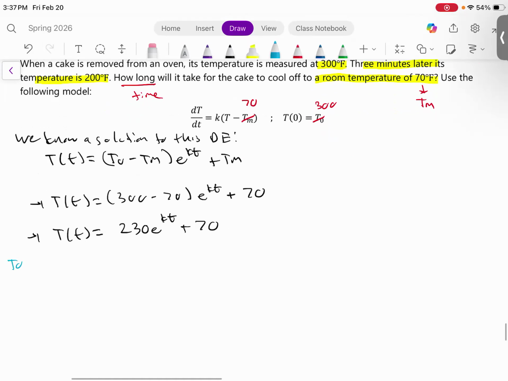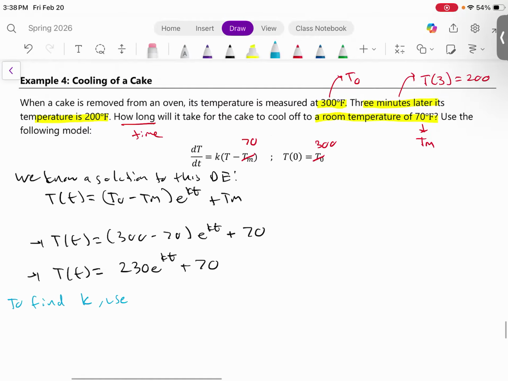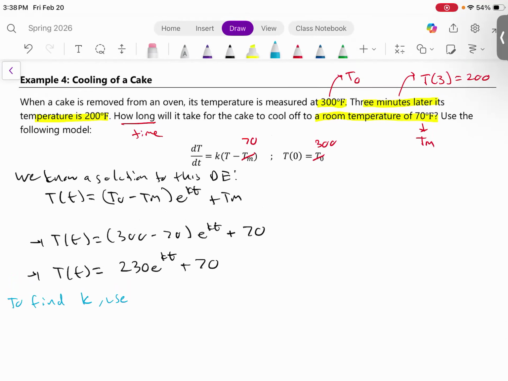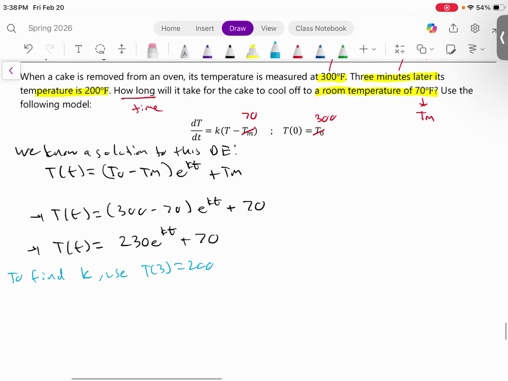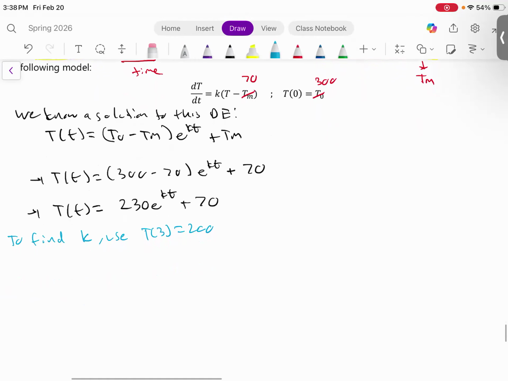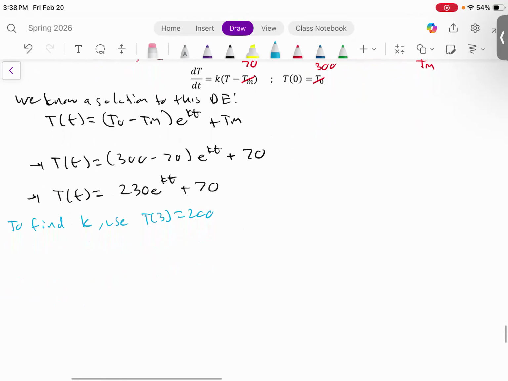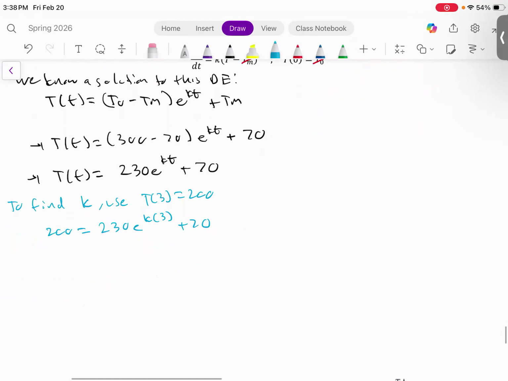To find k, we want to use what is given to us: that at 3 minutes later, the cake is at 200 degrees. So we're going to take 3, we're going to take 200 and plug it into the solution. So it'll be 200 equals 230 e to the k times 3 plus 70. All right, so let's go ahead and solve for k now.